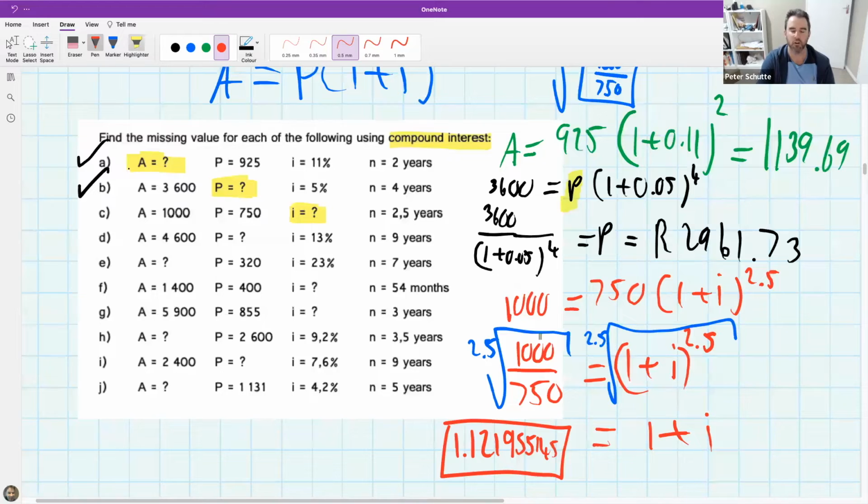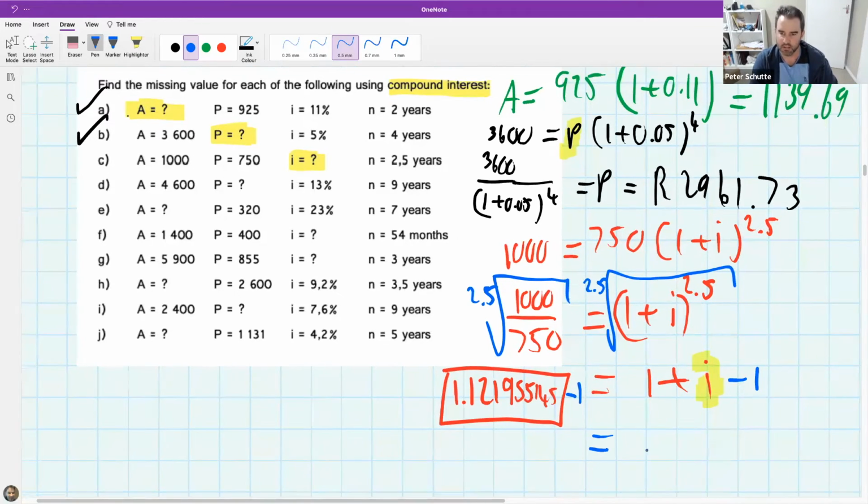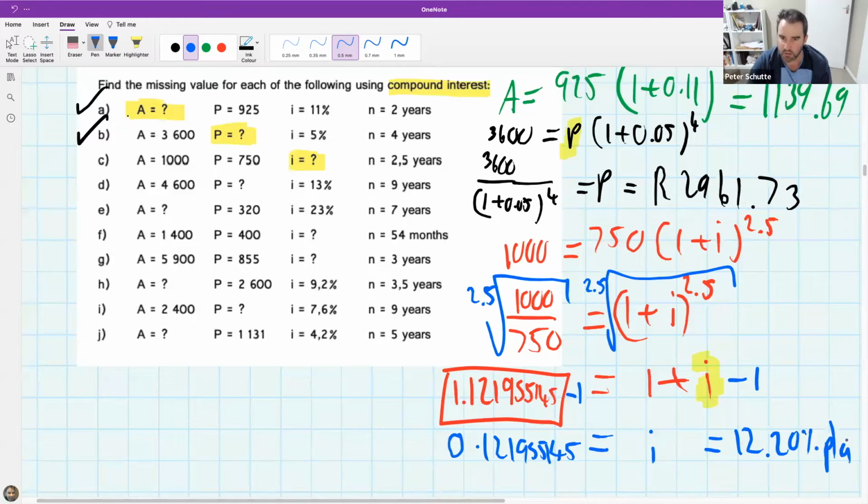Now, I still haven't got I yet. And what I need to do to get I is I take away 1 from both sides. And if I do that, then I will get 0.12195.145. We normally write this as a percentage. And so as a percentage, if I round to 2 decimal places, I get 12.2% per annum.